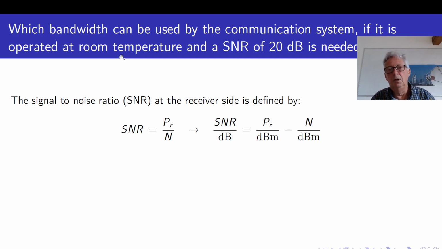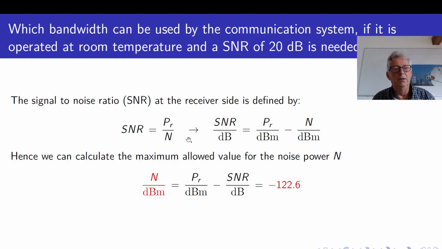And now the question is, which bandwidth can be used by the communication system if it is operated at room temperature and an SNR of 20 dB is needed. So first I must change the SNR value, which is given at this equation, to the dB scale, and in the dB scale the division of the two terms ends up in the subtraction of the two terms. And if we apply the numbers, we can say the noise level in dBm must be equal to minus 122.6.